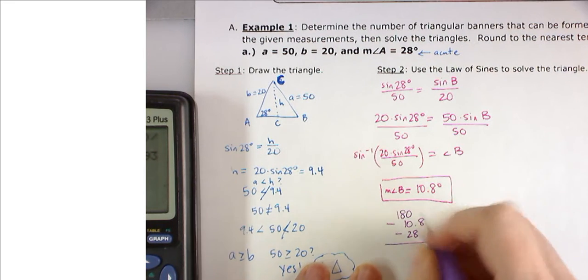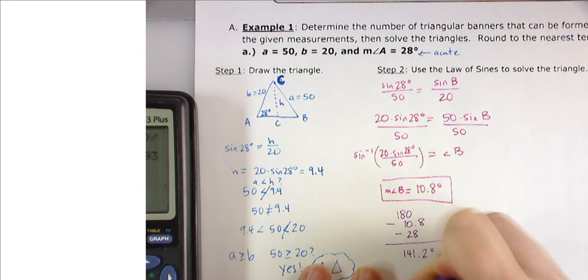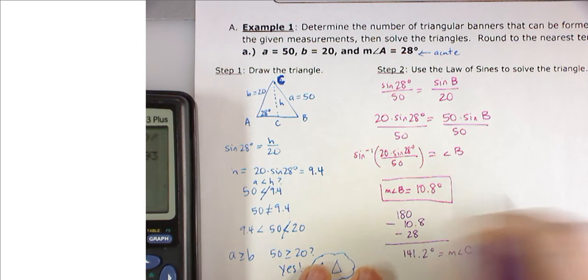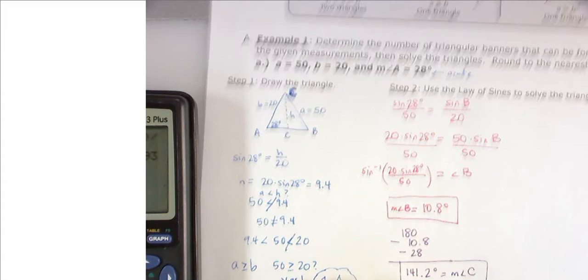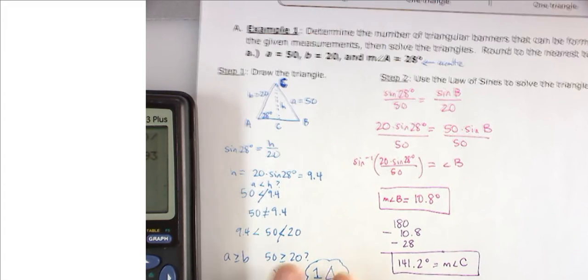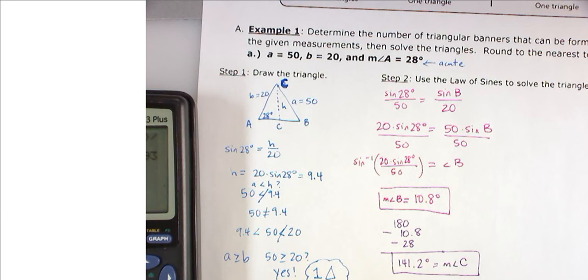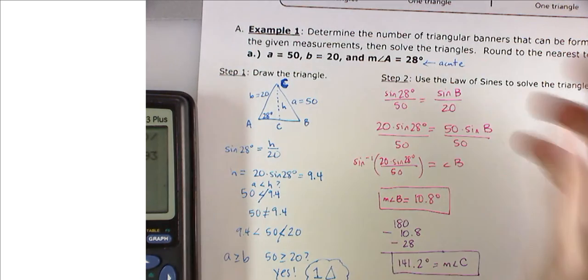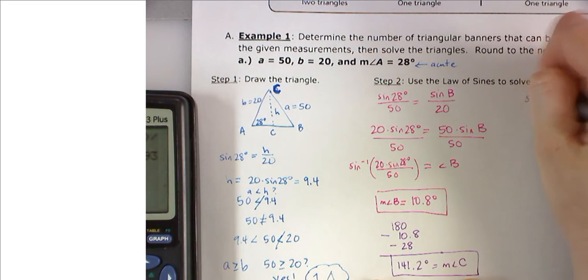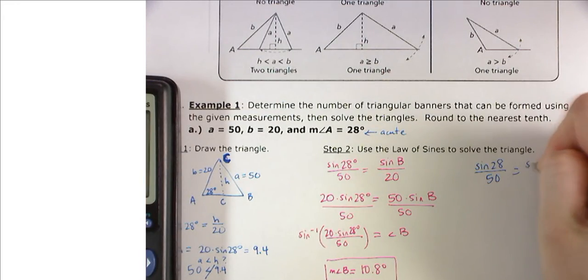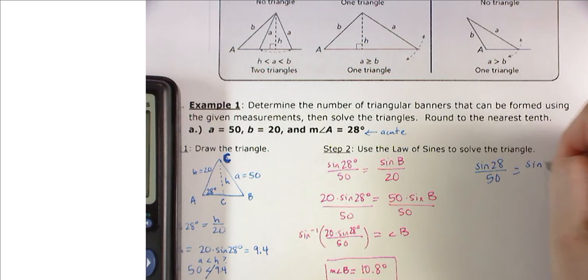So now you have all three angles, and you have side b and side a. The only thing left to find is side c. So to set that up, you again would use your pair, the sine of 28 over 50, and that would equal the sine of C, which we just said C was 141.2, and that is a rounded value, but that's the only thing we can use here.